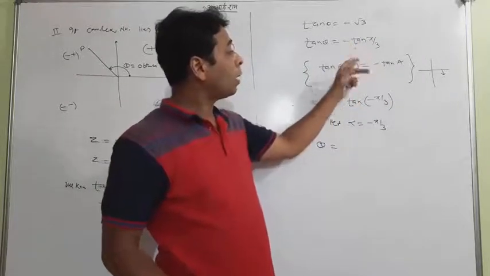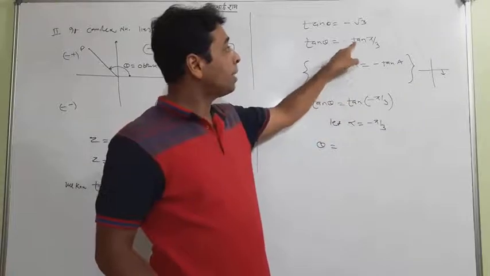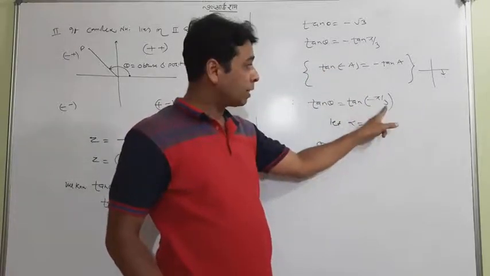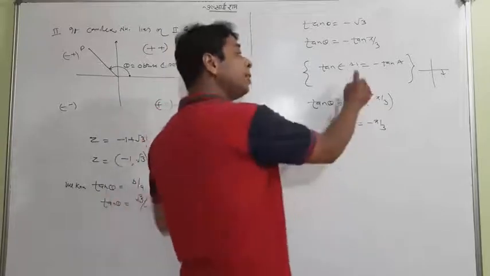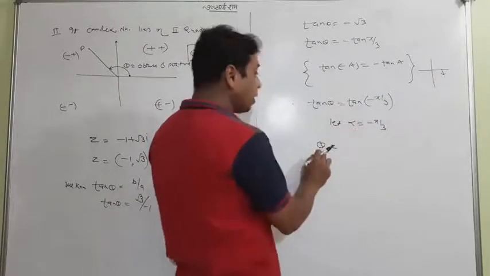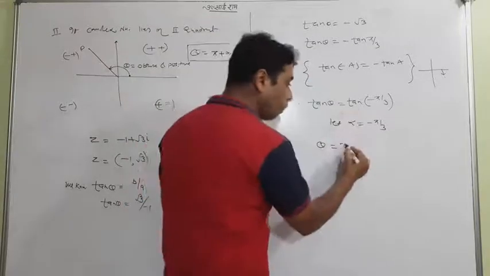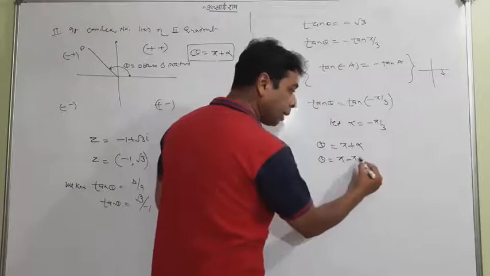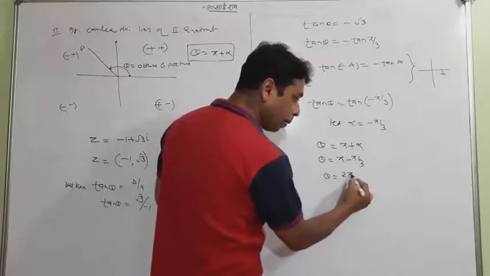So I wrote minus tan a as tan minus a. After writing tan minus a, this is my alpha. And for your answer, I taught you to remember the formula pi plus alpha. So pi is pi and alpha is minus pi by 3. Your answer is 2 pi by 3.